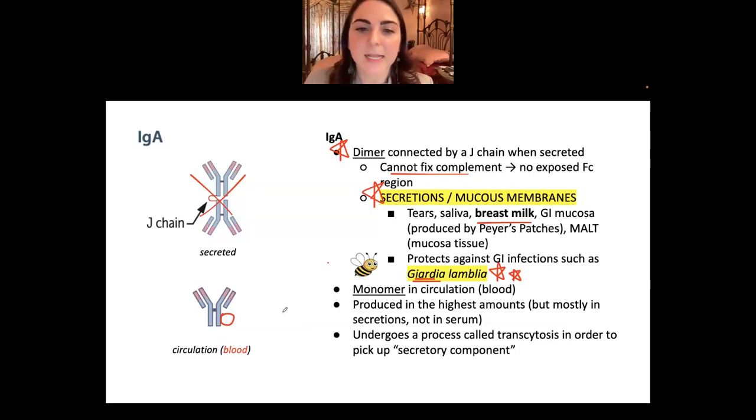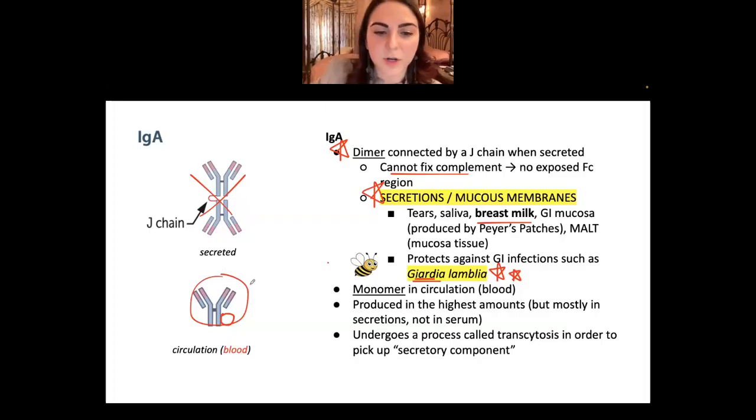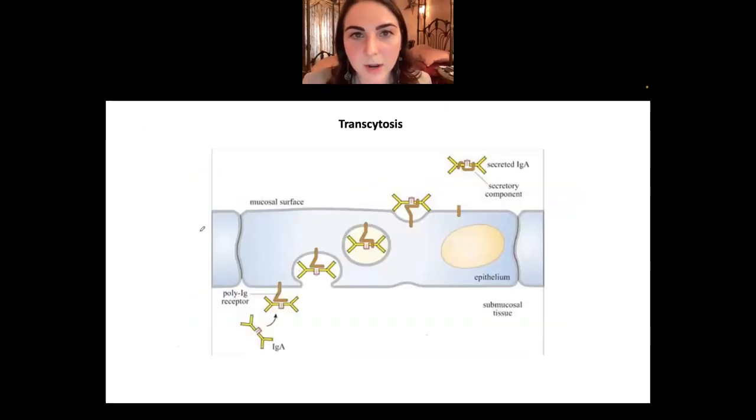Then it's going to circulate through the blood like this, and in order to become a dimer, it undergoes a process known as transcytosis, and it picks up a secretory component. I'm going to show you what that looks like. I only mention this because there is a genetic defect where this can't happen. So again, this is kind of like your selective IgA deficiency. So here's IgA and here's your dimer.